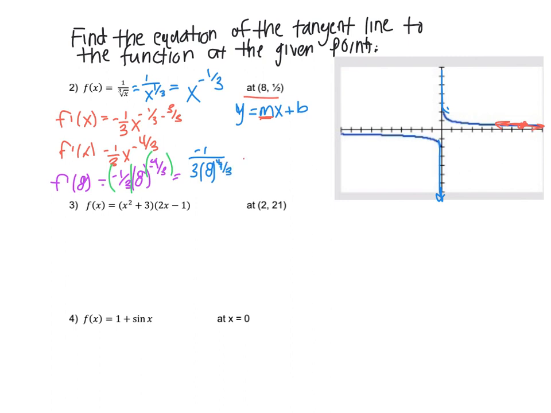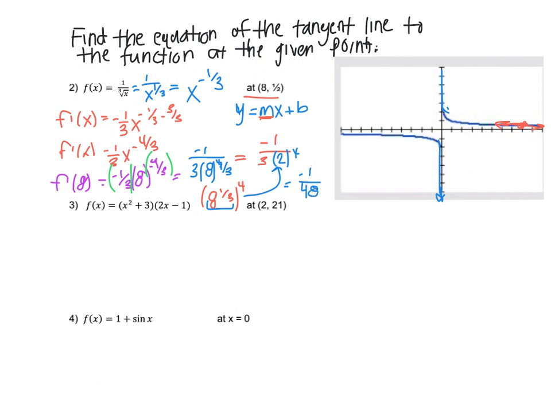And that we can figure out because negative 1/3 times 8 to the 4/3. Think about that. That is actually 8 to the 1/3 and then raised to the 4th power. And 8 to the 1/3 is the cube root of 8, which is 2. And then I'm raising that to the 4th power. So this 8 to the 1/3 simplified to 2, and then I'm raising that to the 4th. So the slope is actually going to be negative 1/3 times 16, so negative 1/48.